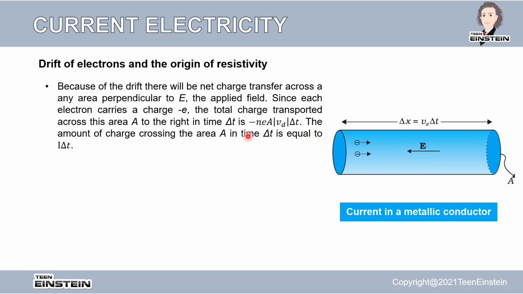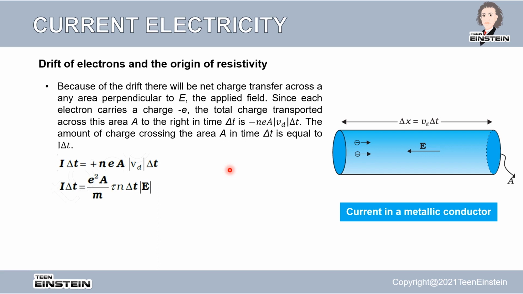So this is the total number of electrons, and then you have to add minus e here because that is the charge of one electron. Then this is the total charge transported across this area A to the right in time delta t. The amount of charge crossing the area A in time delta t is equal to I multiplied by delta t, because Q equals I into delta t. So let's equate these two quantities: I delta t equals minus n e A v_d delta t.